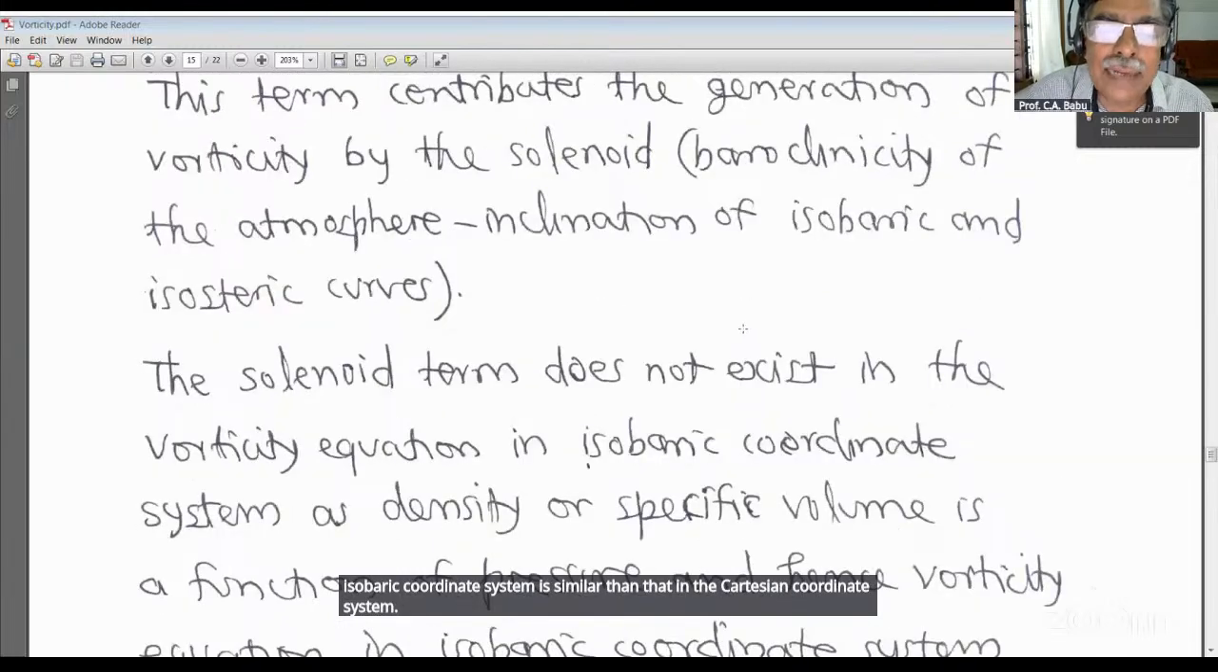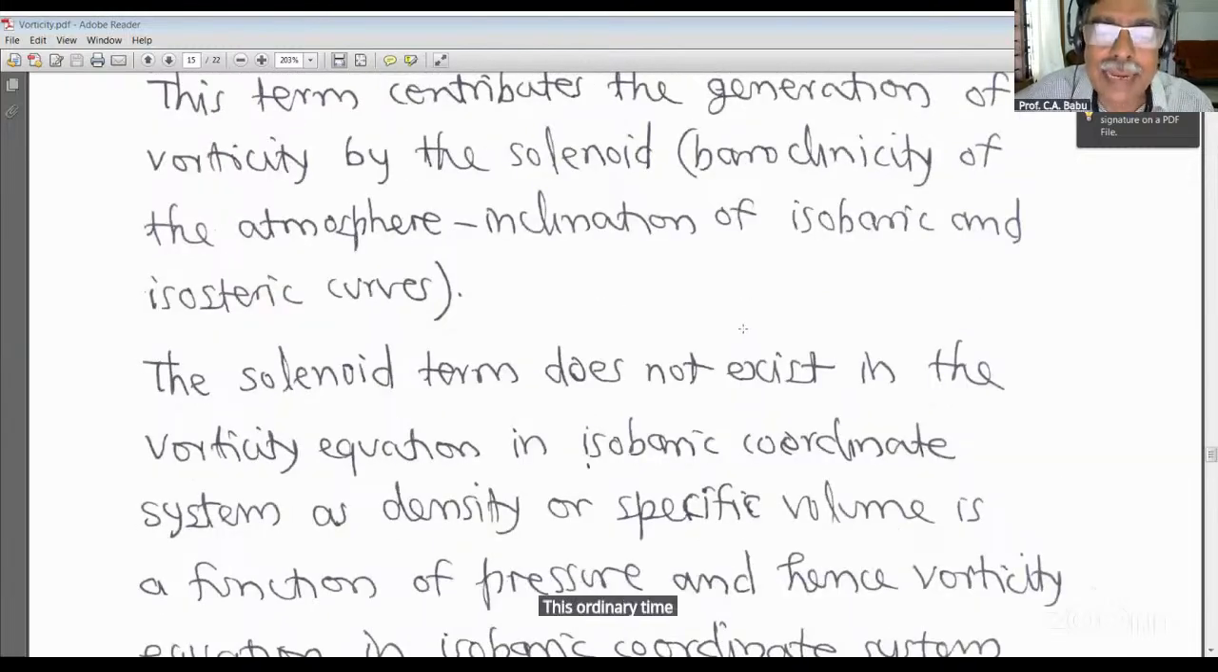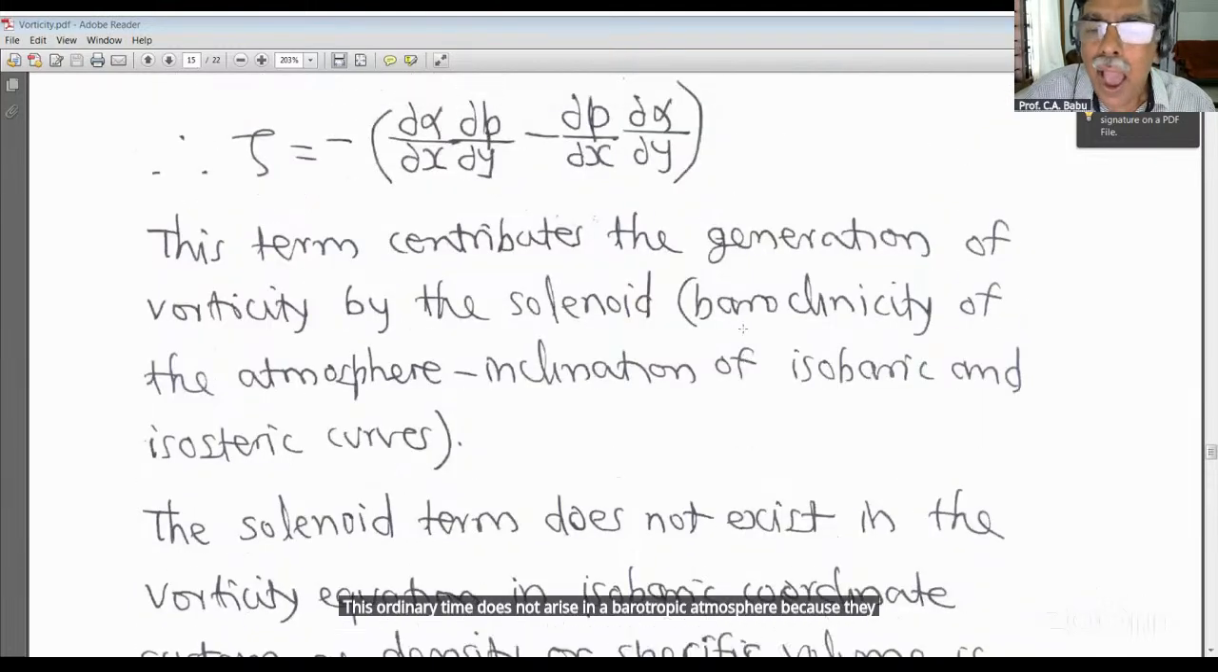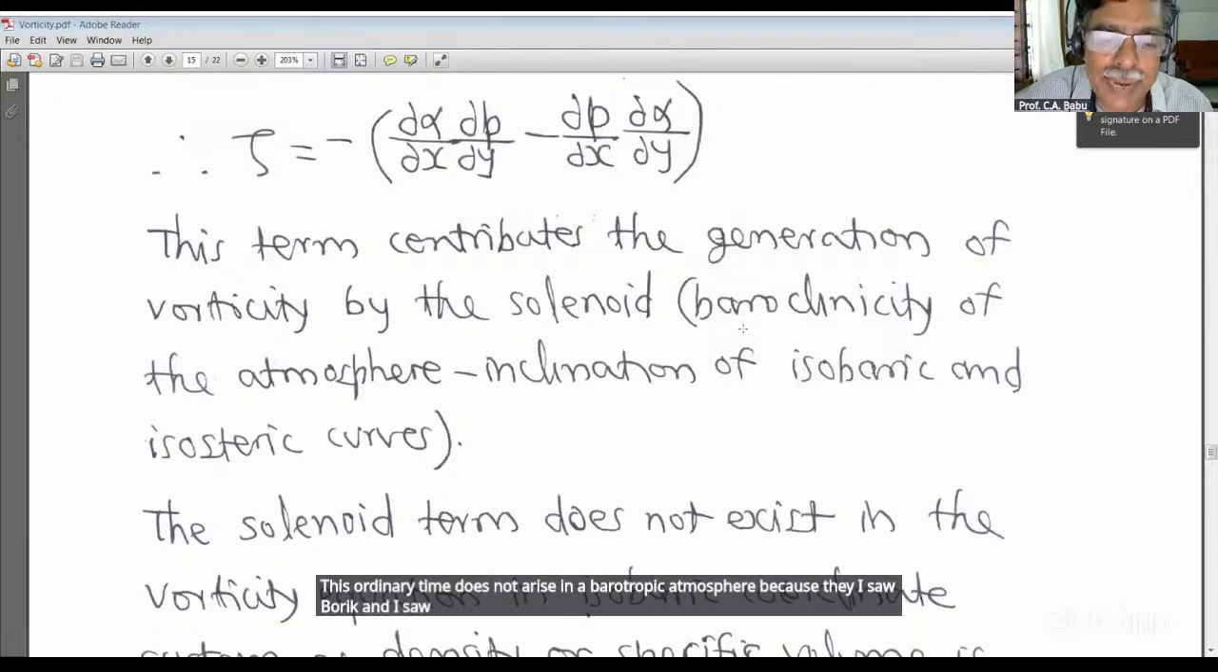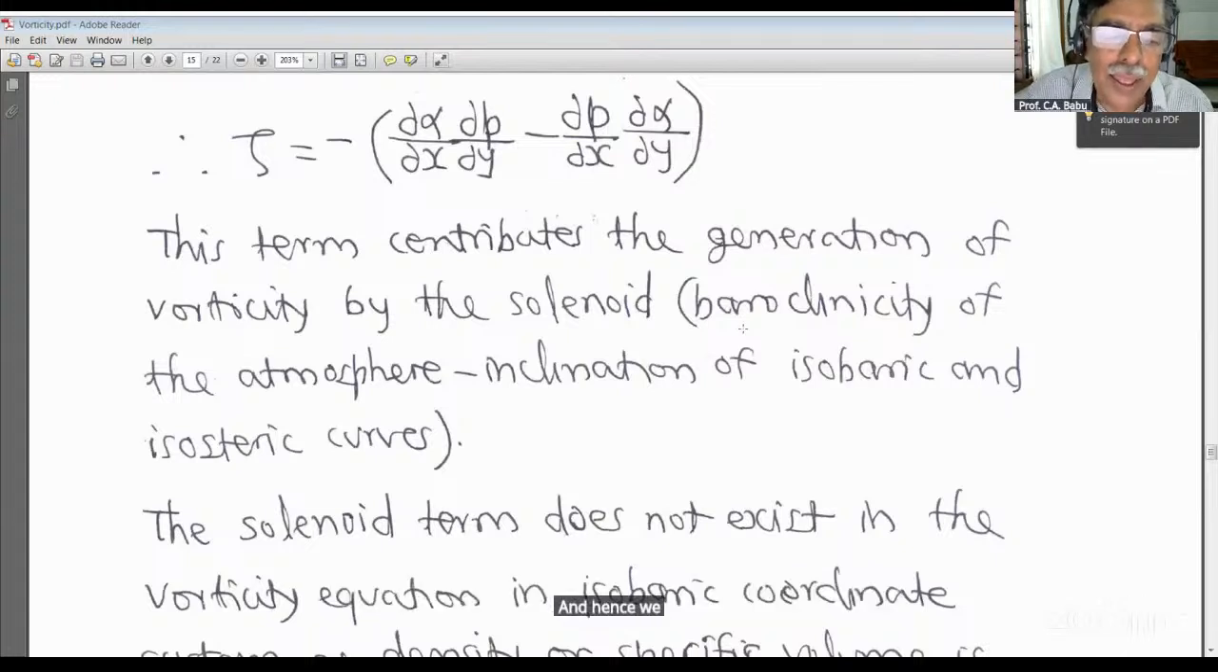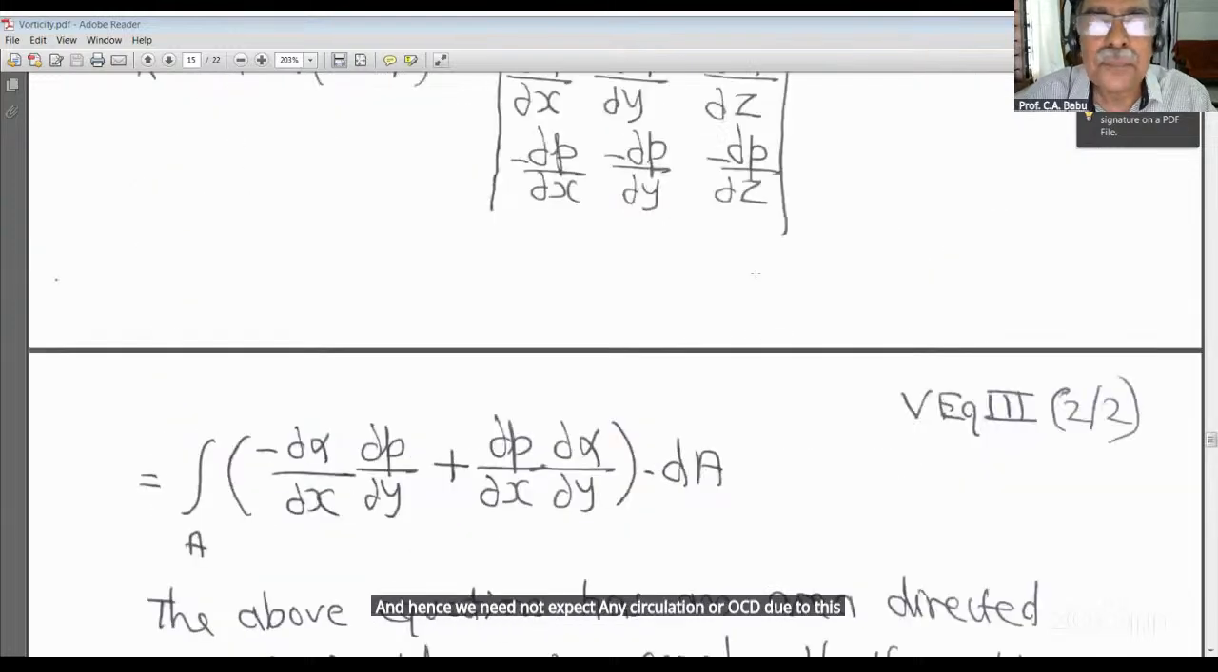The solenoid term does not arise in a barotropic atmosphere because the isobaric and isosteric curves coincide in a barotropic atmosphere, and hence we need not expect any circulation or vorticity due to the solenoid term.